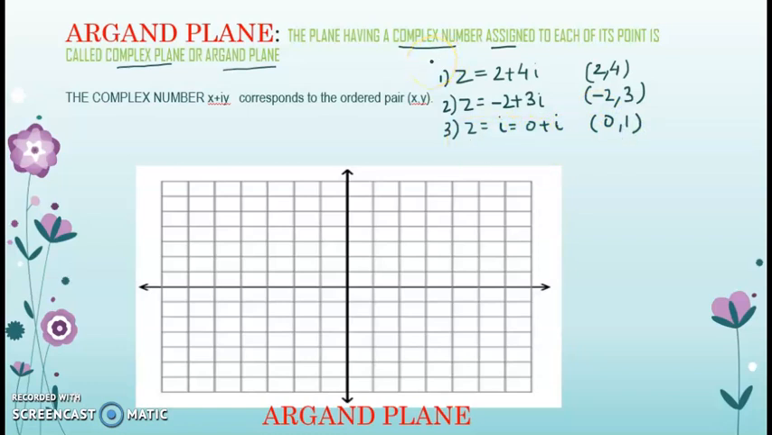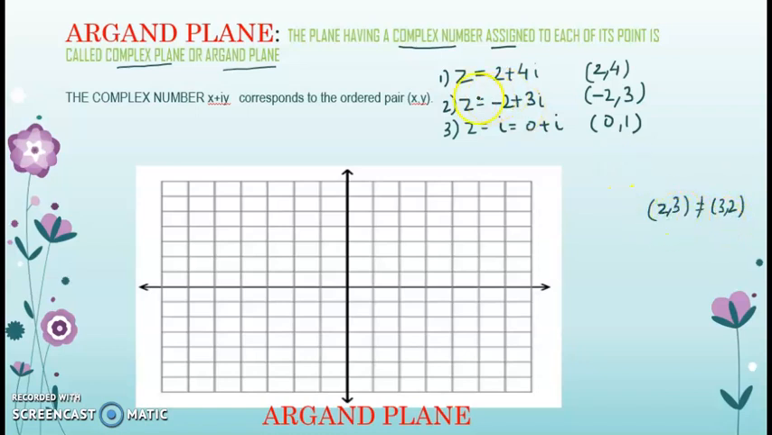I am repeating again. Be it any complex number, the form is obviously x plus iy. The complex number corresponds to the ordered pair x comma y. In your previous video you studied ordered pairs. This means 2, 3 is not equal to 3, 2, right? Ordered pair means the x coordinate and y coordinate should be in the same order.